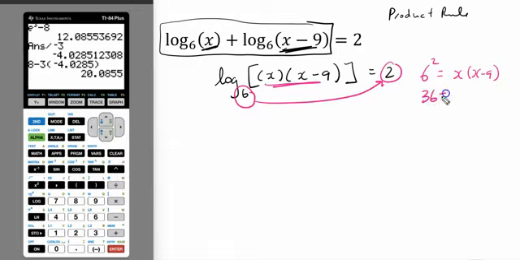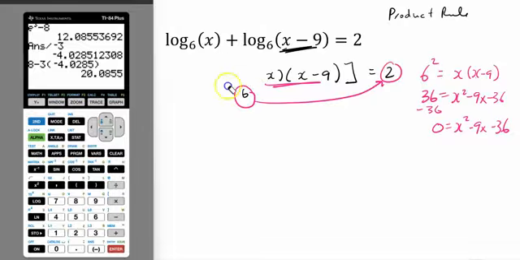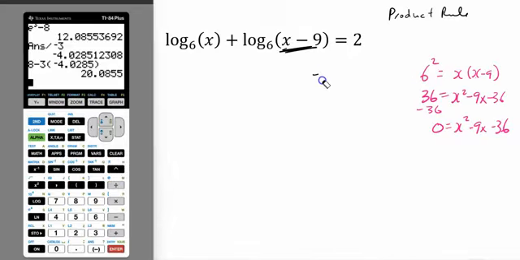So that's going to be 36 is equal to, now I'm going to multiply that through, x squared minus 9x. And again, I can solve any quadratic if it's equal to 0. So if I subtract 36 from both sides, I'm going to have that. Okay. So let me come back here now and have that.